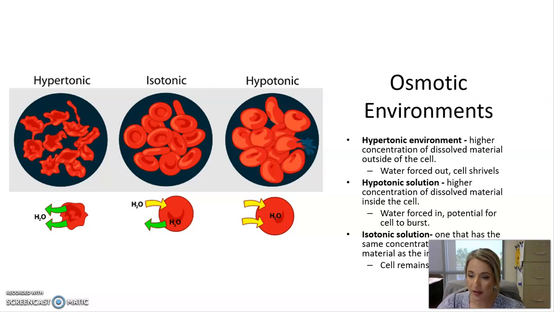So hypertonic environments tend to be dangerous for bacteria because those sugar and salt molecules that are outside of the cell pull that moisture in their direction based on the rules of osmosis.